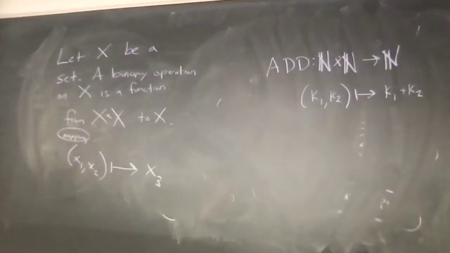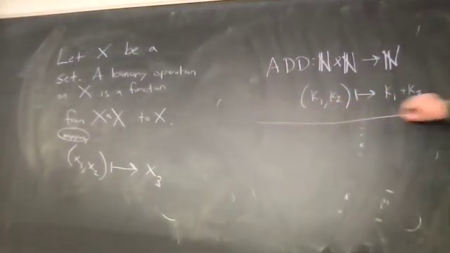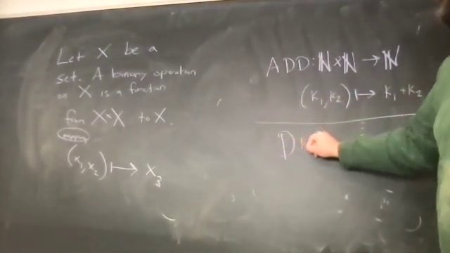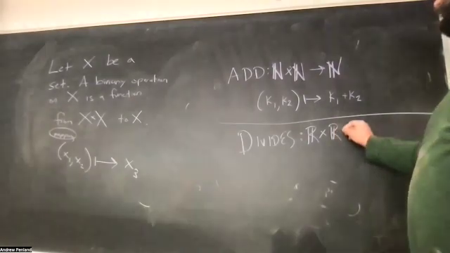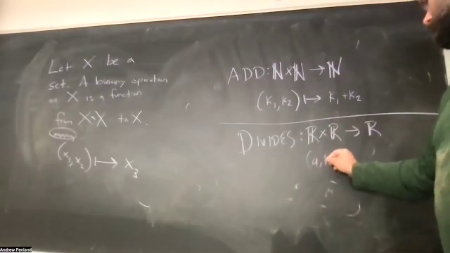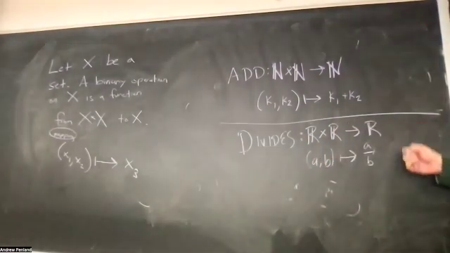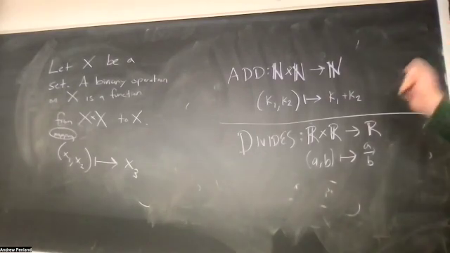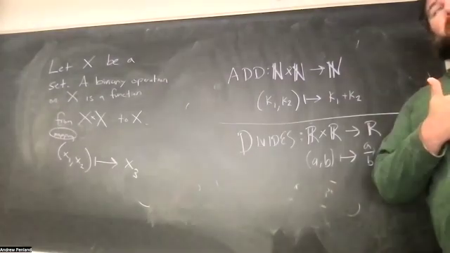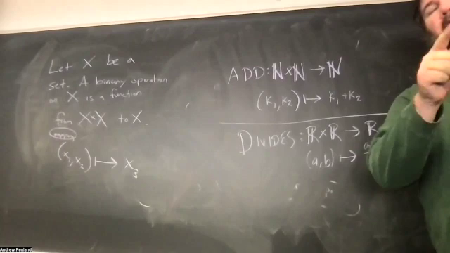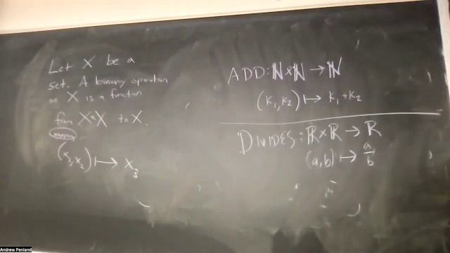Okay, so you want to try divides from R cross R to R, take a pair a, b, and you would send it to a divided by b. Is this going to work as a binary operation? So the real numbers are okay with 5 divided by 2. The integers would not be. 5 divided by 2 is not an integer. So it definitely doesn't work.